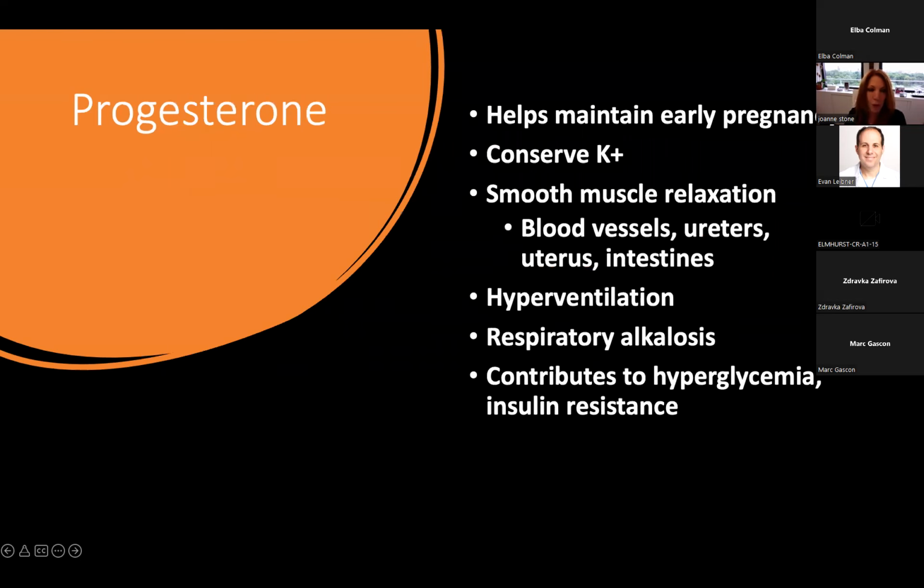As far as progesterone, early on in pregnancy it is very important in maintaining the pregnancy until the placenta takes over the production of progesterone. It's mainly from the ovaries at first. It conserves potassium. It's involved with smooth muscle relaxation, so smooth muscle in the blood vessels, the ureters, the uterus, and the intestines. It is thought to be responsible for the hyperventilation that we see during pregnancy, as well as the respiratory alkalosis from the hyperventilation. It also contributes to hyperglycemia and insulin resistance.